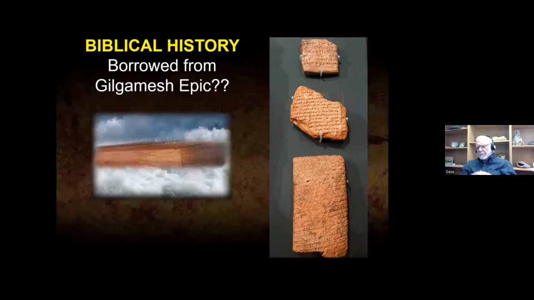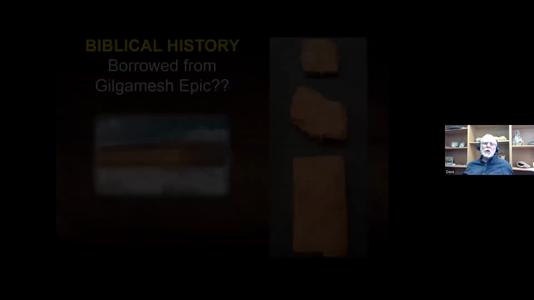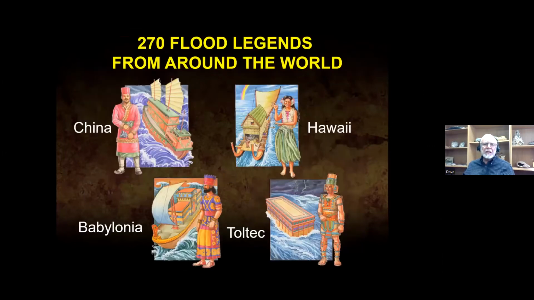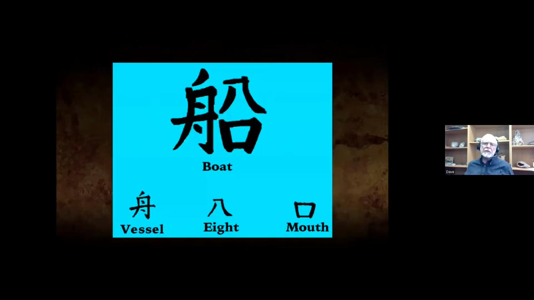And the reason is that when you look around the world, you find the problems that so many of the accounts have where they deviate from a more precise account of Noah's day. For instance, the Gilgamesh Ark is shaped like a cube. I would not like to be in that on rough seas during the flood. I'd really get seasick. All right, there are 270 other flood legends from around the world. But there's one major distinctive about all of these, and that is detail.